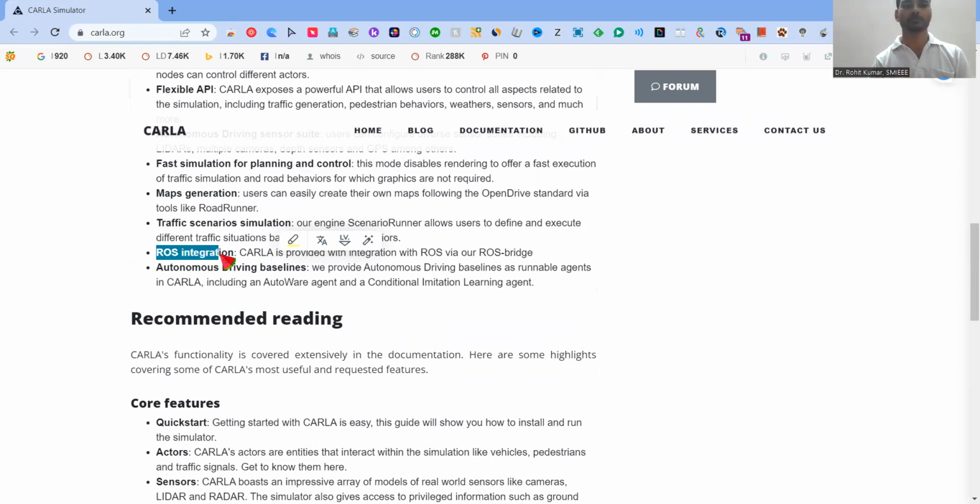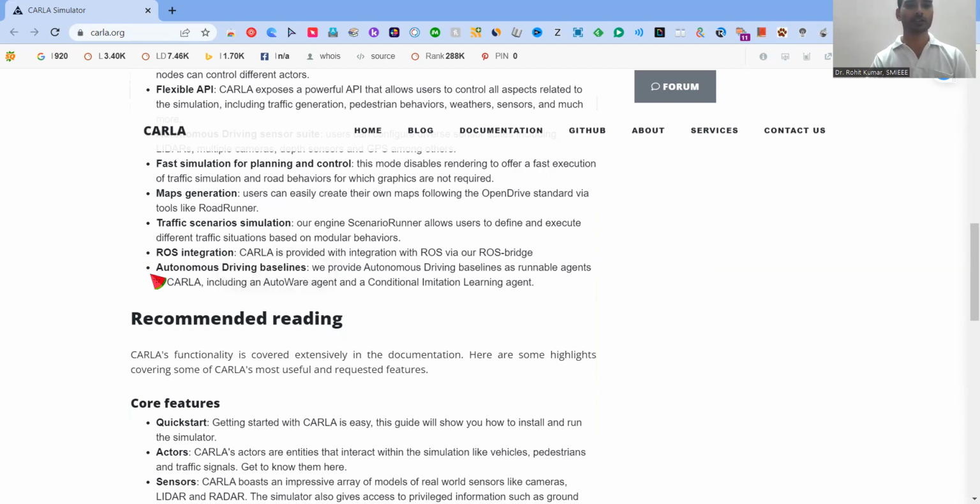Then ROS integration is possible, and that is a very powerful feature. ROS stands for Robot Operating System, and if you are a robotics student, then definitely ROS gives you a leading edge because it's a very popular open source framework for robotics. And if its integration is possible with this autonomous driving simulator, then you can see the power of two different and powerful domains getting merged.